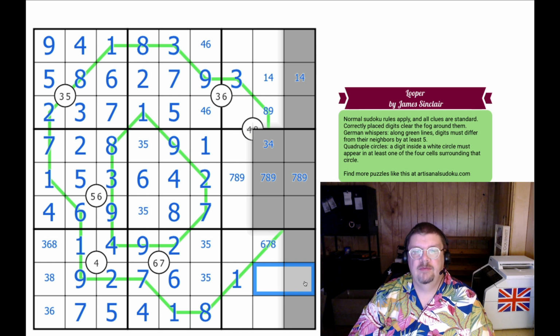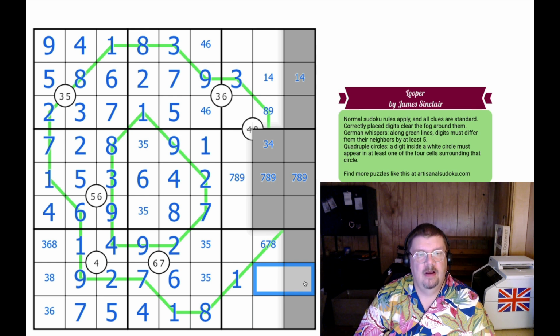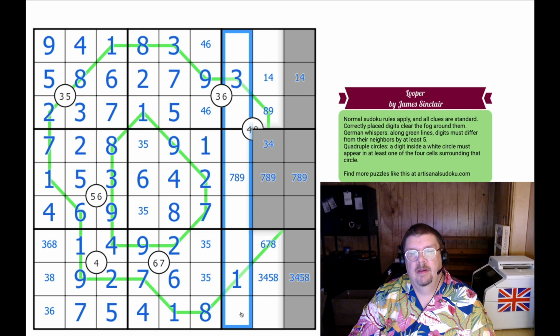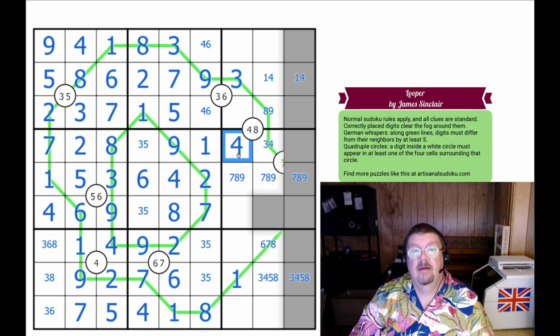Okay, that's nice. These are from 3, 4, 5, and 8, but there is definitely a 4 there. So where does 4 go in this column? It can't go here or here because there's a 4 there. It can't go here or here because there's a 4 there. So it must go there. And that means that that is a 3.